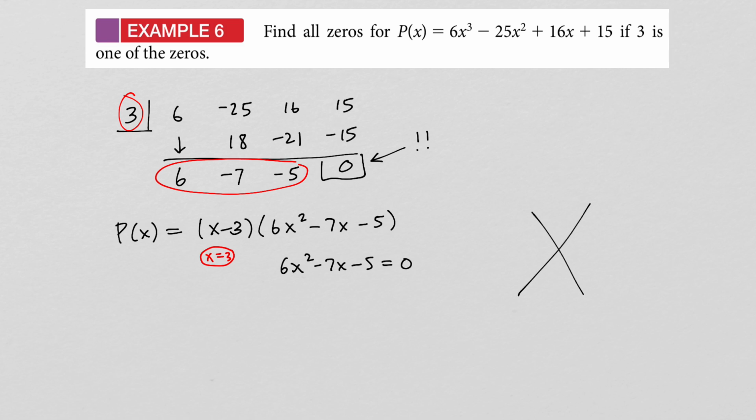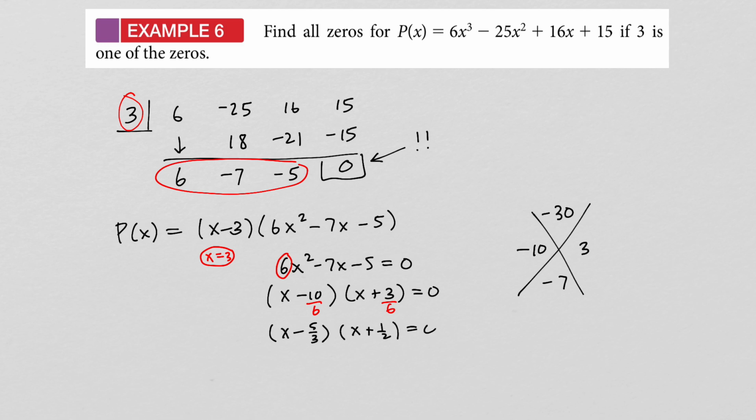So if you want, we can use a magic X here. We have 6 times negative 5 is negative 30, and a negative 7. And what are the factors of negative 30 that we can add to get negative 7? I believe that would be negative 10 and positive 3. And so the way this is going to factor is going to start looking like this. But then remember, you have to divide each of these by 6 because you have a 6 here. And so this becomes x minus 5/3, x plus 1/2.